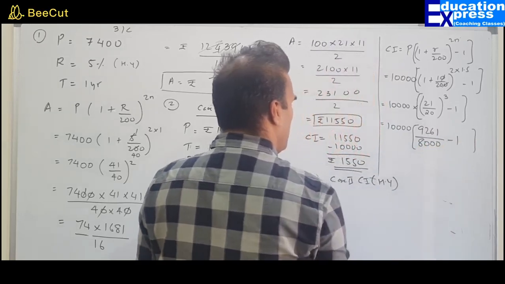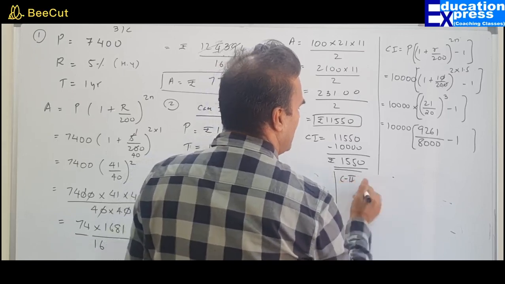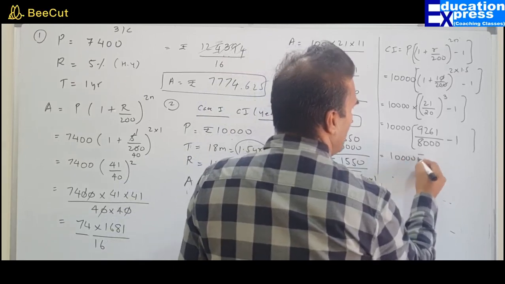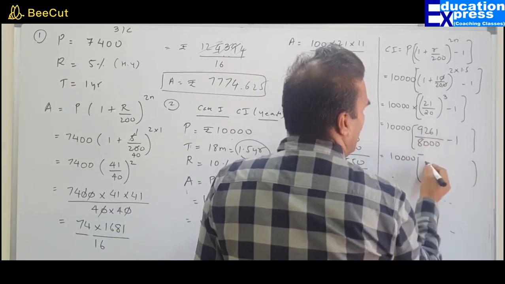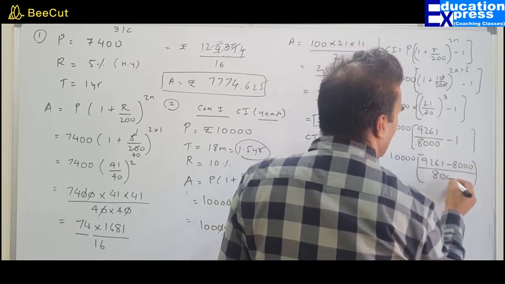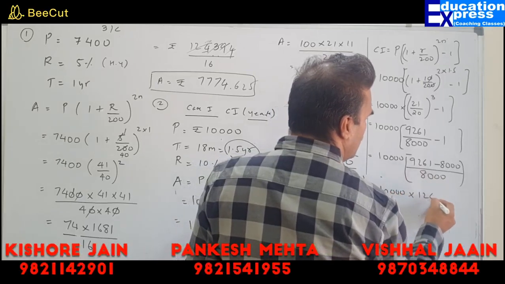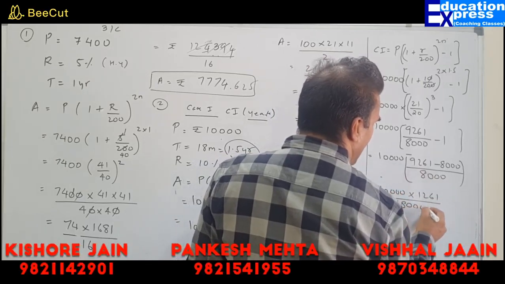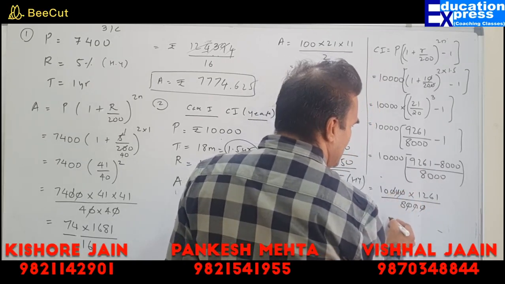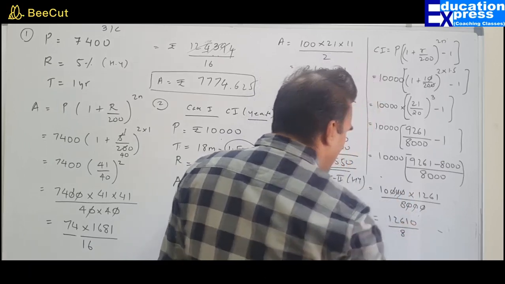So then what to do? This is case 2, half yearly. Alright. So 10,000 multiplied by 9261 minus 8,000 upon 8,000. 10,000 multiplied by 1261 upon 8,000. The zeros cancel. So guys, what we get is 12610 divided by 8. That would be how much?